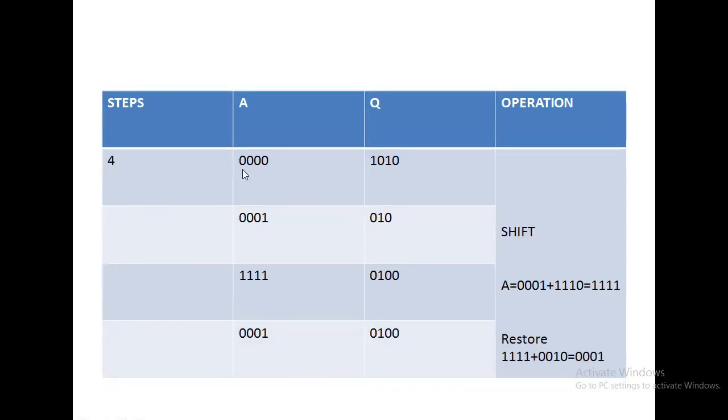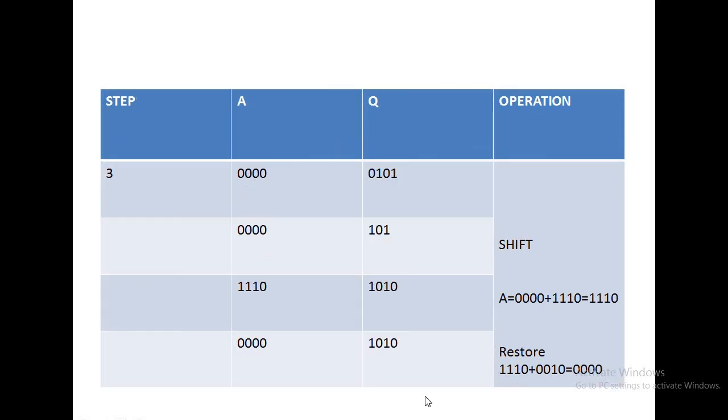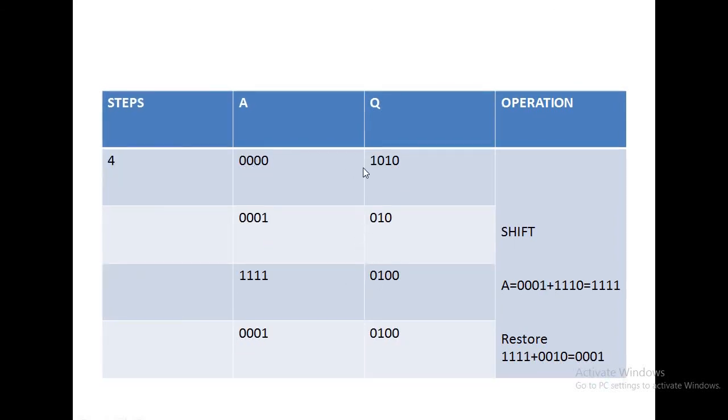Then step 4, this value is 4 zeros 1010. First is shift operation. This 0 is totally lost. If I perform left shift operation, this 0 comes here, this 0 comes here, this 0 comes here, and 1 is left shifted and comes here. 0 comes here, 1 comes here, 0 comes here. Then A is equal to A plus 2's complement of M.